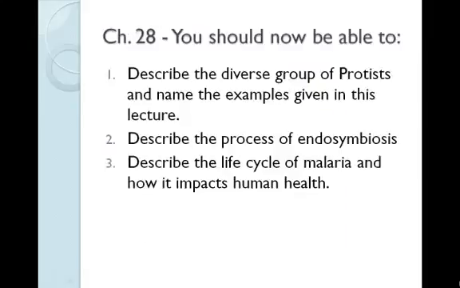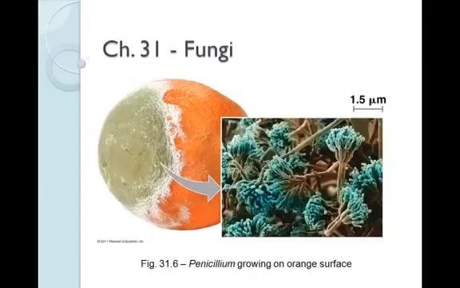This has been a brief tour of the protists, and you should now have some understanding of this diverse group. You should be able to name the examples of the protists discussed in the lecture here, and you should be able to describe the process of endosymbiosis and relate it to the origins of the protists. You should also be able to describe the life cycle of malaria and relate it to how it impacts human health. To continue our tour of the eukaryotes, we'll turn our attention to the fungi.